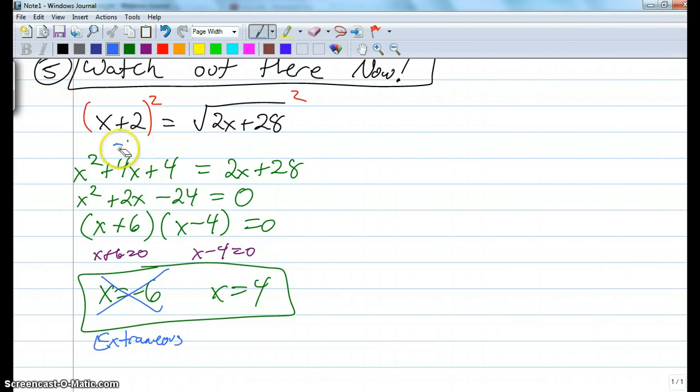Let's plug in the 4 here. 4 plus 2 is 6. 2 times 4 is 8. Plus 28 is 36. The square root of 36 is 6. All right, so 4 does work, but negative 6 does not. That is an extraneous solution.